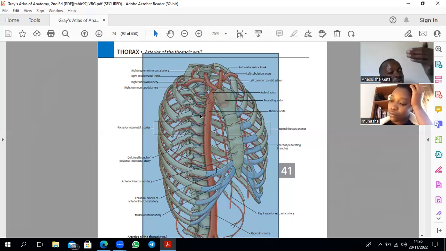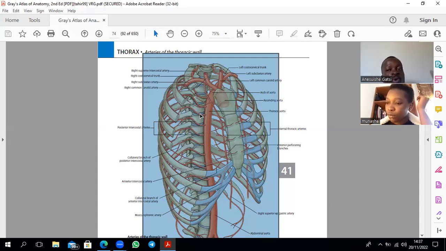But for the posterior intercostal spaces, we say upper 2 versus lower 9. How many intercostal spaces do we have? We have 12 ribs, so 11 spaces. For the anterior, we say upper 6 and lower 5 for the blood supply. For the posterior, we say upper 2 and lower 9.